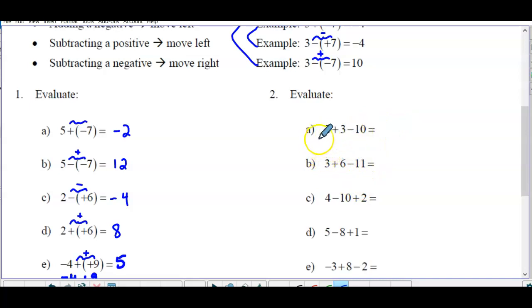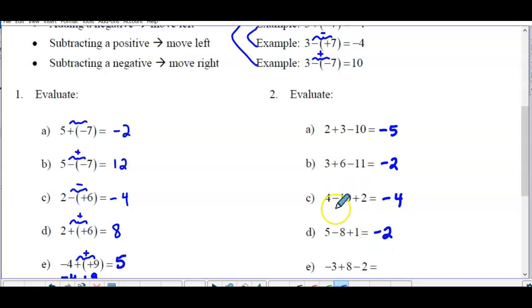So going from left to right when you read it. So 2 plus 3, so that means you're adding, that'll be 5, and minus 10. So 5 minus 10 brings you on the number line down to negative 5. 3 plus 6 is 9, minus 11 gets you back over the other side of 0, so that's going to be negative 2. 4 minus 10 is negative 6, plus 2 is negative 4. 5 minus 8 is negative 3, plus 1 is negative 2.